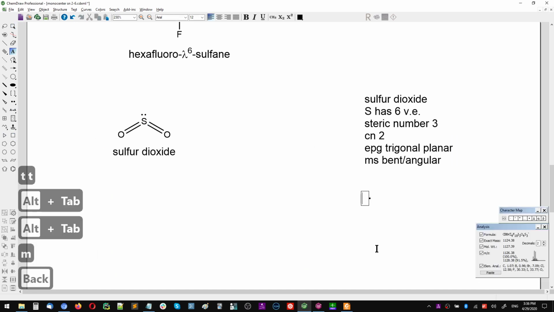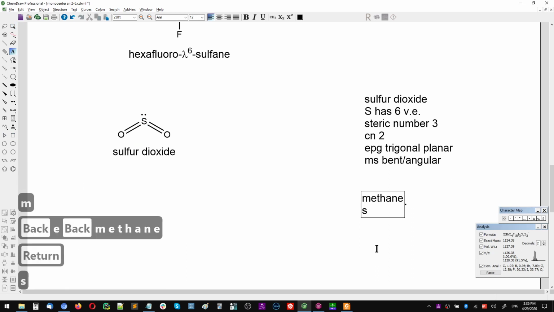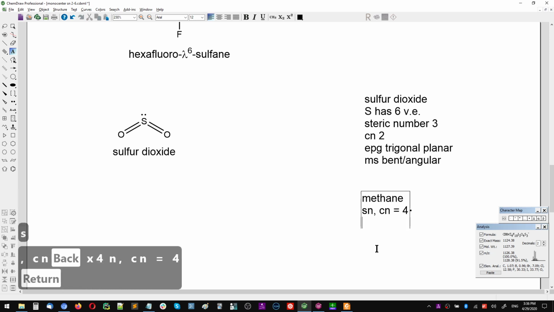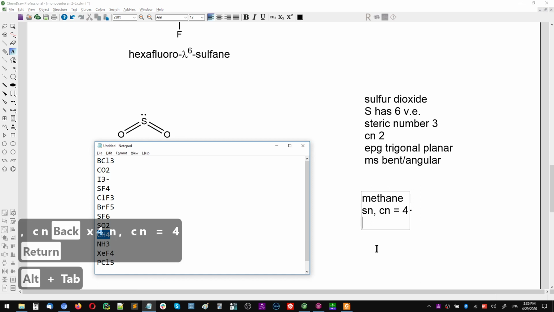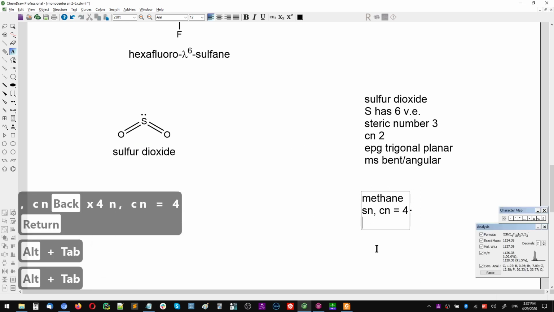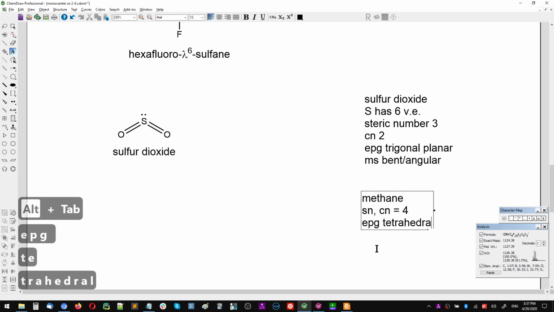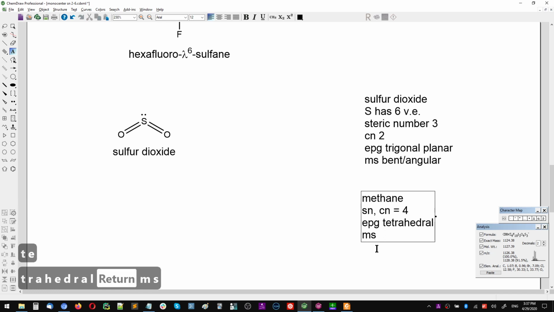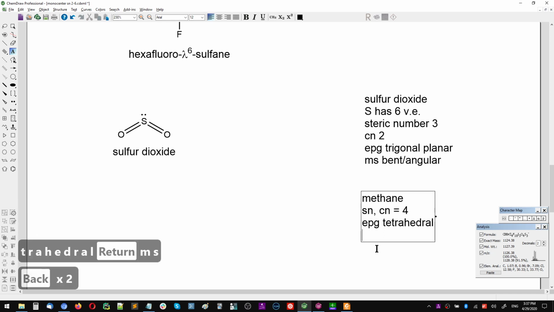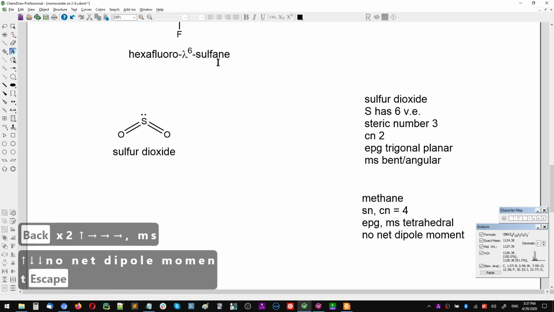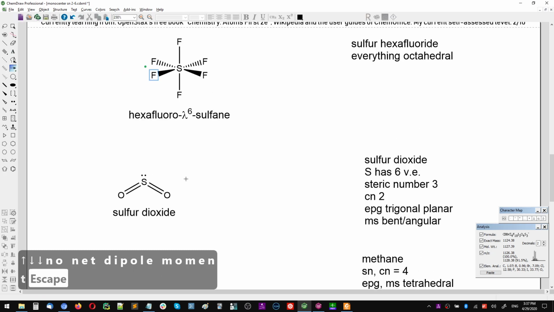Methane. H4, methane. Steric number and the coordination number are 4. The electron pair geometry will be tetrahedral. This word is difficult to pronounce. The molecular shape the same. And there will be no net dipole moment. Unlike here.